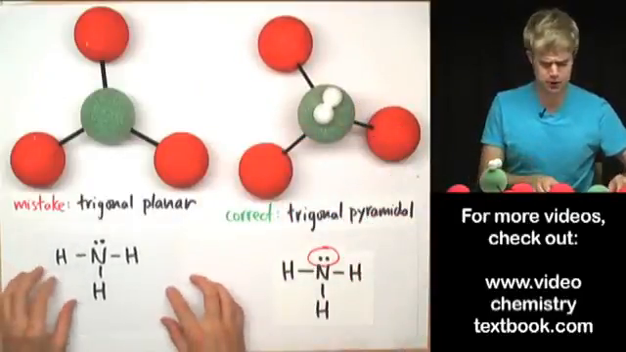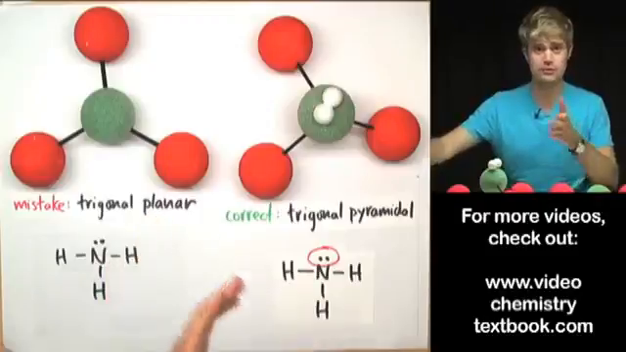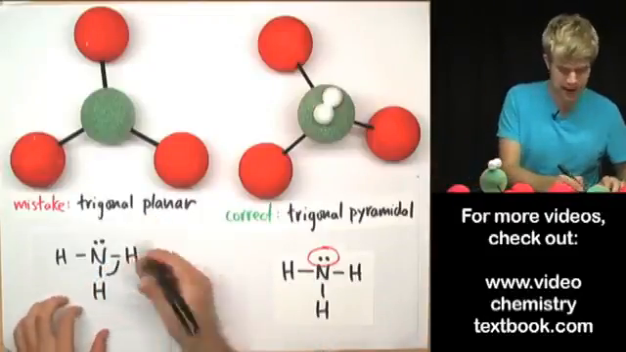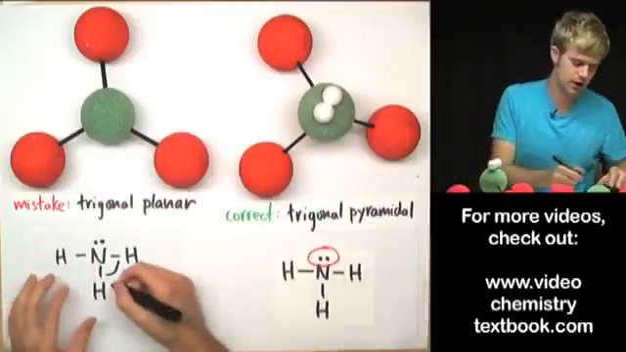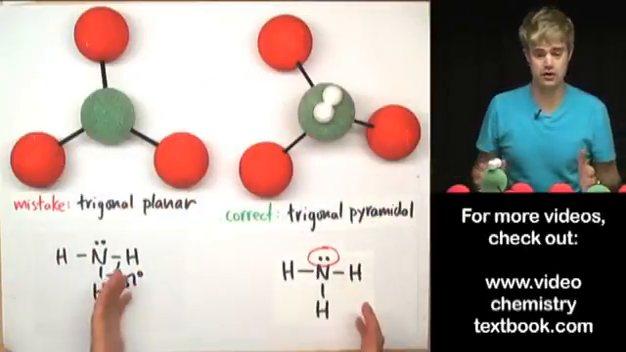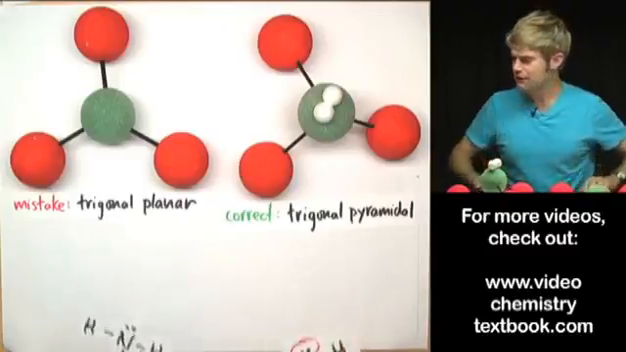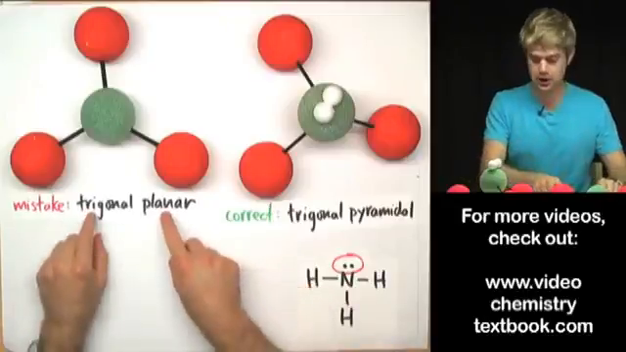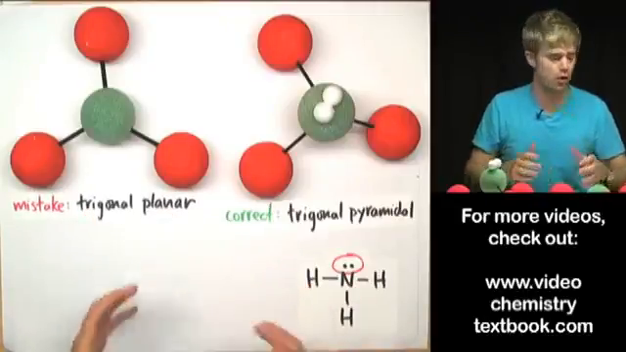Sometimes when you're talking about VSEPR shapes, you need to know the angles between the bonds. So if I have my Lewis structure here, the angles between any of these bonds are about 107 degrees, okay?